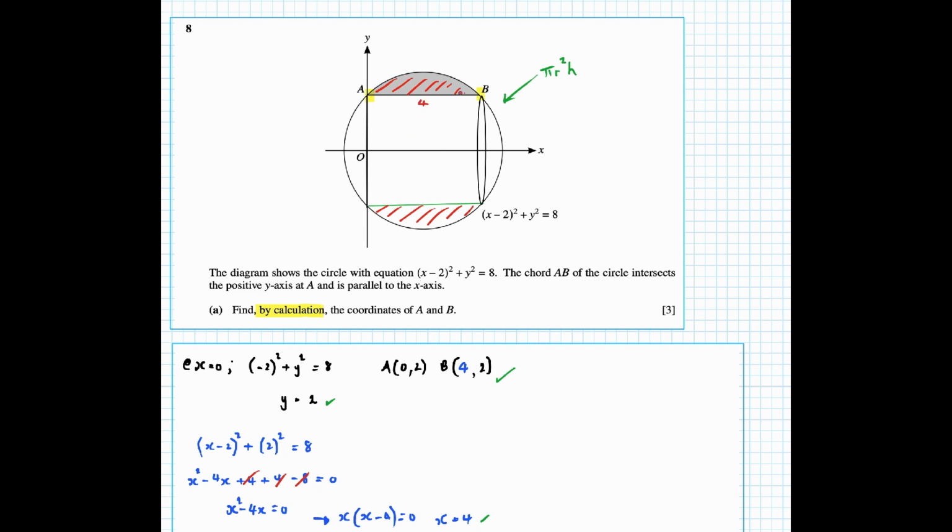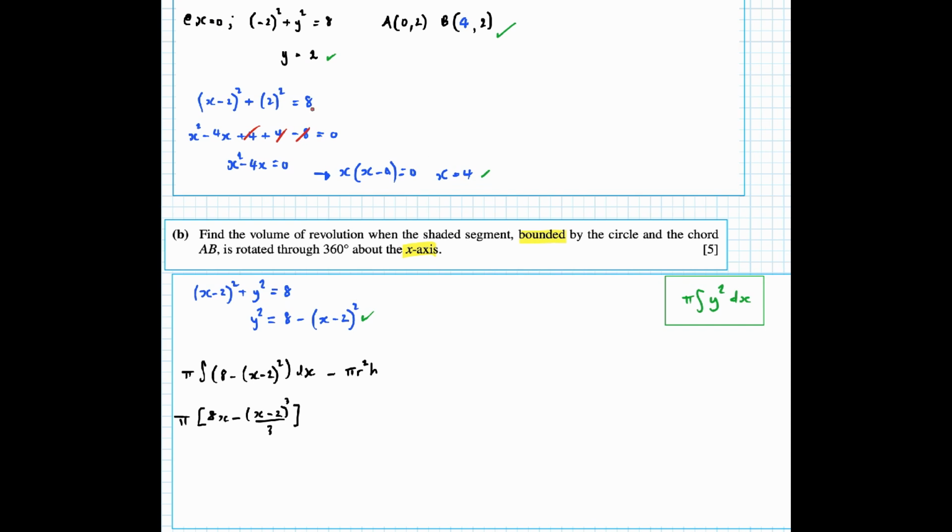About the x-axis. Sometimes it's about the y-axis. You've got to be careful in terms of where it's rotating. So integrate that, minus 16 pi. From there you can put in your values. So we have a boundary of 4 and 0, plug them in. So leave pi out the front, it's fine there. Everything is in terms of pi, it is a constant. So 8 times 4 is 32, minus 4 minus 2 over 3 cubed is 8 over 3, minus 0, minus 8 over 3, that stays the same, minus our 16 pi.